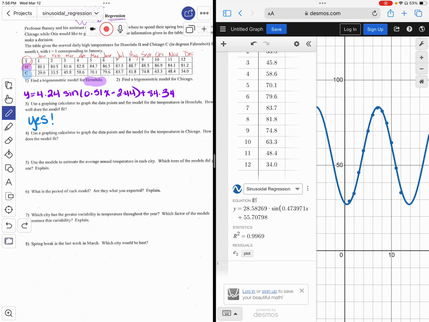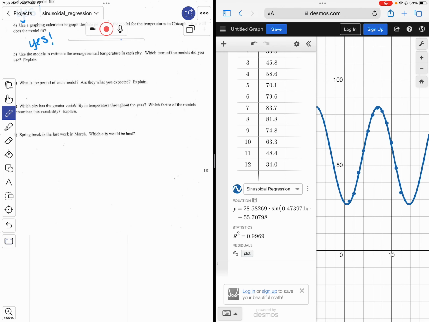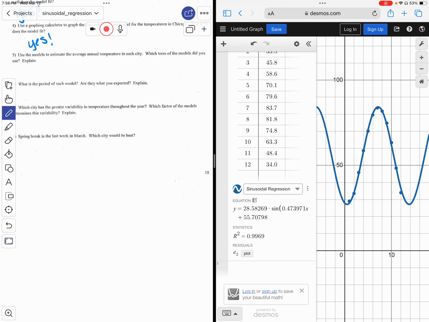So it says, how does the model fit? I would say it fits. I personally would say it fits really closely. The dots don't line up perfectly with the model, but they're very, very close. Use the model to estimate the average annual temperature in each city.